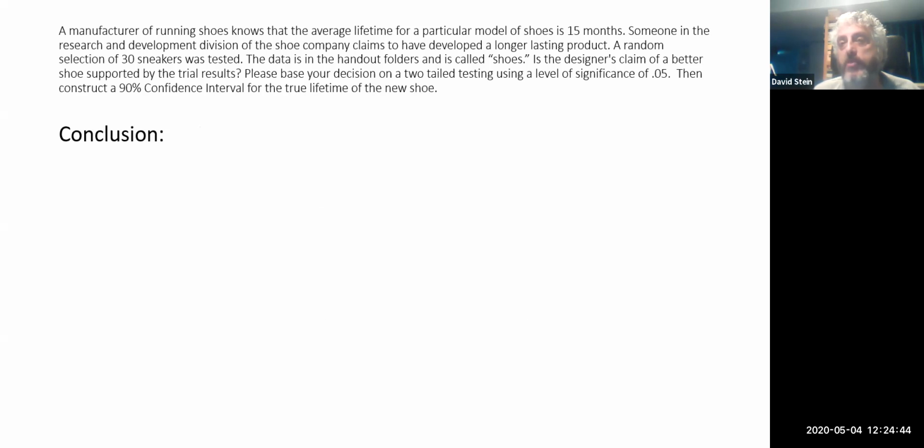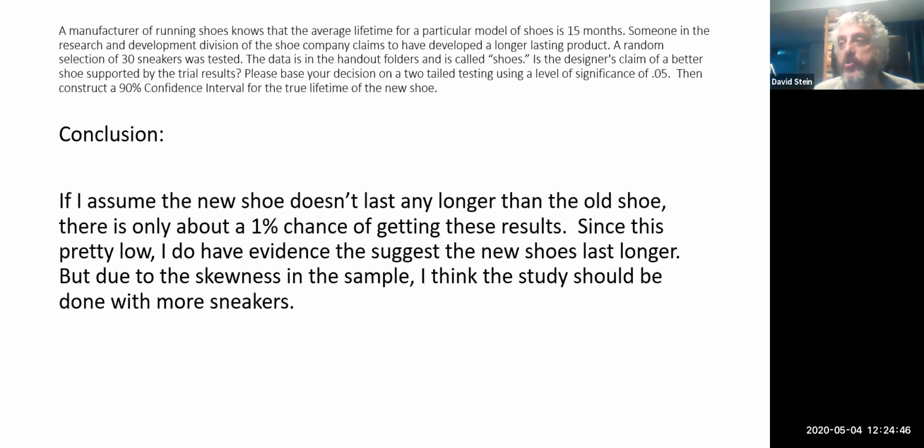Here's my conclusion. If I assume the new shoe doesn't last any longer than the old shoe, that's the null. There's only about a 1% chance of getting these results. Since this is pretty low, I do have evidence to suggest the new shoes last longer. But since that assumption was violated, I think the study should be done with more sneakers. There's my conclusion.